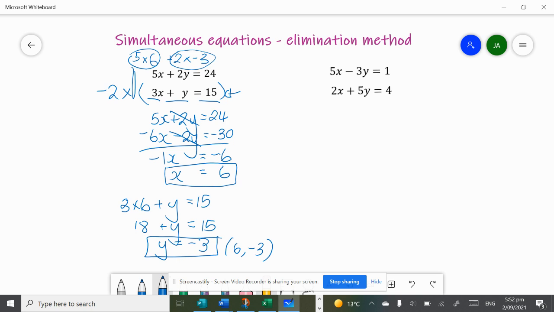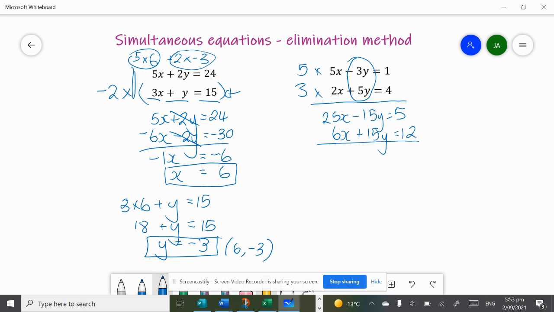This one here, I can't just multiply one equation to get the other. I'm going to have to multiply both of them. Okay, so we're going to multiply this one by 5 and this one by 3, just because I'm going to look at eliminating my y values because it's already negative. So let's rewrite them. The top one becomes 25x minus 15y equals 5 by timesing by 5. And the bottom one becomes 6x plus 15y equals 12.